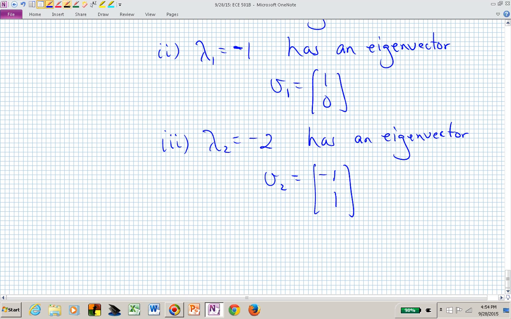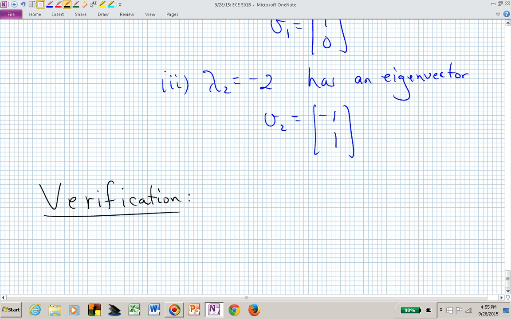If I gave you this on exam 2, how could you tell me that this eigenvalue-eigenvector pair is legitimate? Just plug them into that formula. What if we do a verification then? Let's convince ourselves that indeed what we said is the eigenvector is the eigenvector. So now we have A sub 2 v sub 2: minus 1, 1, 0, minus 2 times minus 1, 1.